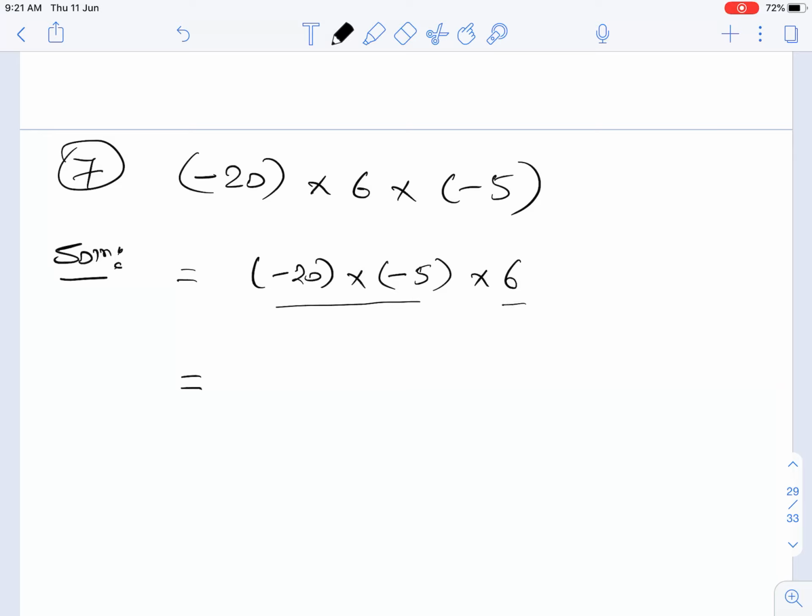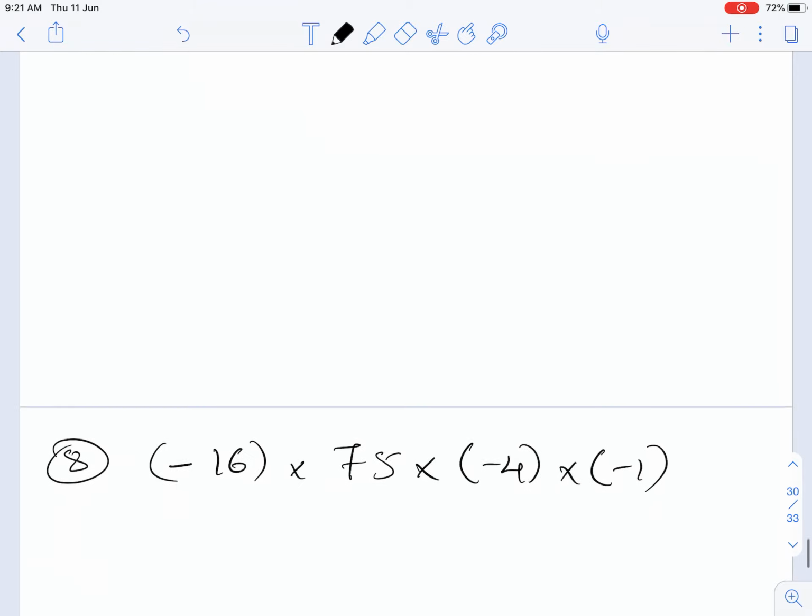Now these both numbers have the same sign, so we will keep the 6 alone. Minus into minus, we have learned, is plus, and 20 into 5 is 100, into 6. Now 6 has no sign, which means it is plus. Again plus into plus, so our answer will be plus, then 100 into 6 is 600. So this is our answer. Is it clear?